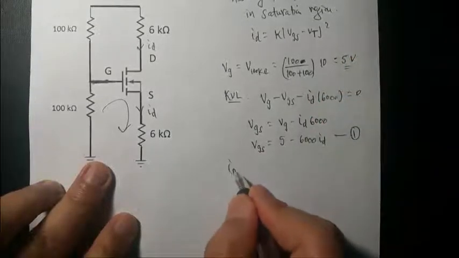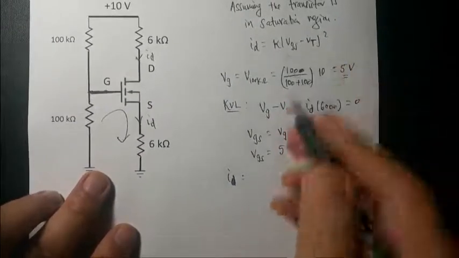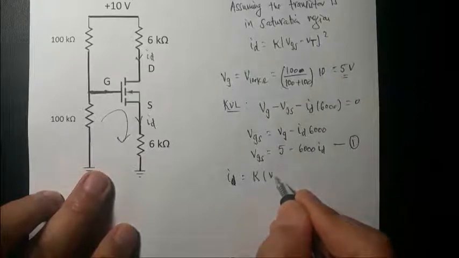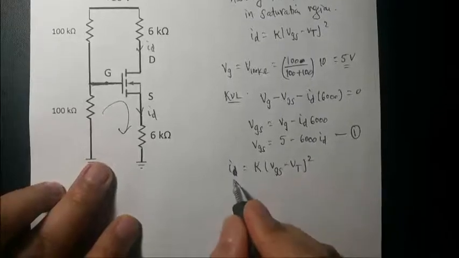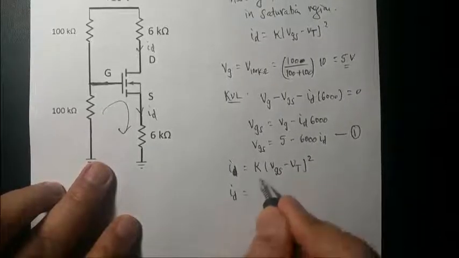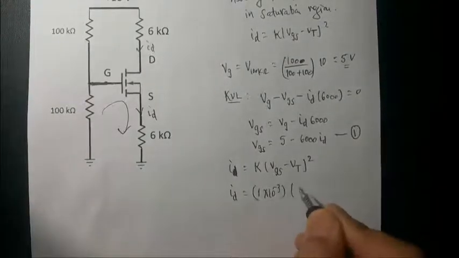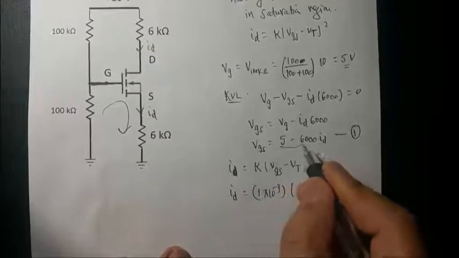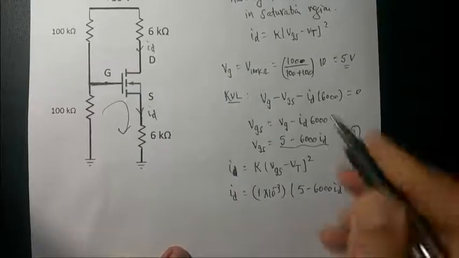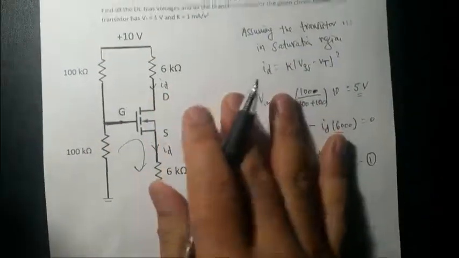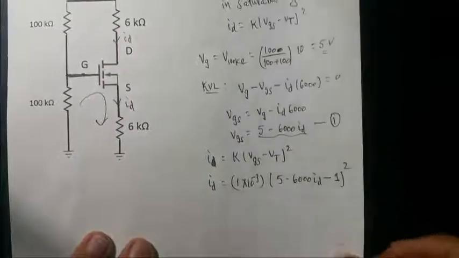Then for ID, because we assume that the transistor is in saturation region, we just use this formula for the drain current, VGS minus VT, and these are all given. So ID, we're calculating that. K is the constant for the transistor, 1 milliamp, so then negative 3 given. VGS we have calculated in terms of ID, 5 minus 6000 ID, minus the threshold voltage, which is given as 1 volt, and that's the square, right?